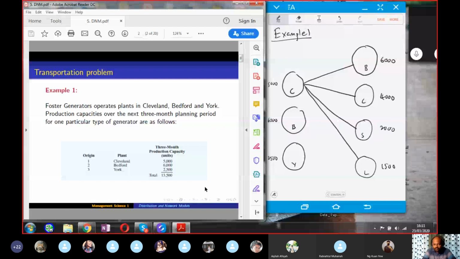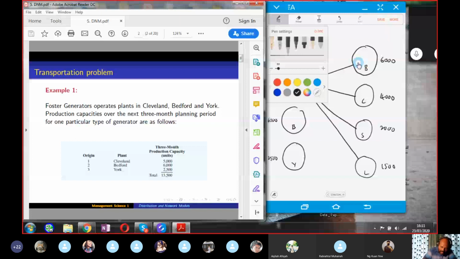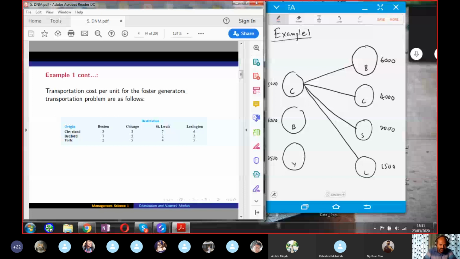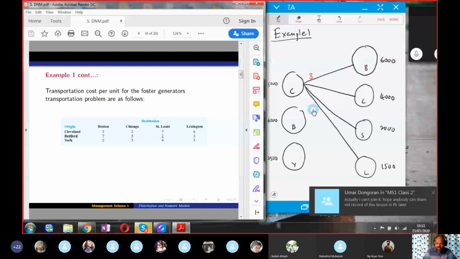Now, each time it sends one unit to Boston, how much does it cost Cleveland? You can see the cost here. Cleveland to Boston, how much is the money? $3. Put 3 here. So this 3 ringgit cost is for 1 unit, so later on you're going to multiply with the units. Those who cannot join later on, I'll open a class 3. Don't worry.